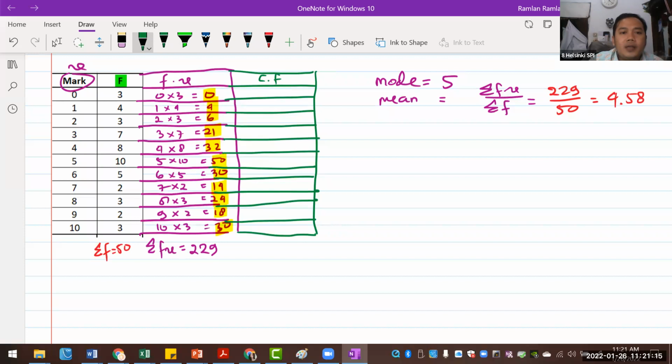So the first value will be equal to 3, this guy. And the next number will be just add that 3 with 4, which is going to be 7. Add that with 3, you get 10. Add with 7, you get 17. Add with 8, you get 25. Add with 10, you get 35. Add with 5, you get 40. Add with 2, you get 42. Add with 3, you get 45. Add with 2 again, you get 47. And that's equal to 50.